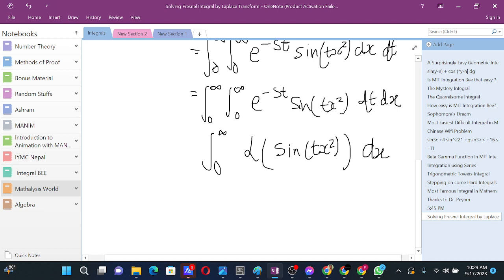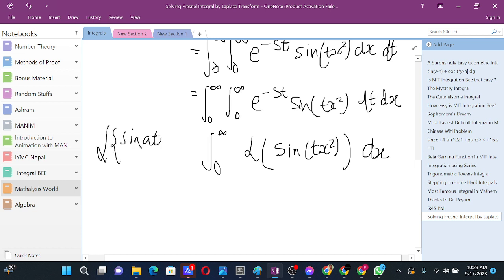where our t is variable and x square is constant over here. Since this is in terms of t, this is just the Laplace transform of sine of x square. As I already mentioned, the Laplace transform of f of t is just the integral from 0 to infinity of e to the power minus st f of t dt. So now we have a standard formula for the Laplace transform of sine of at.